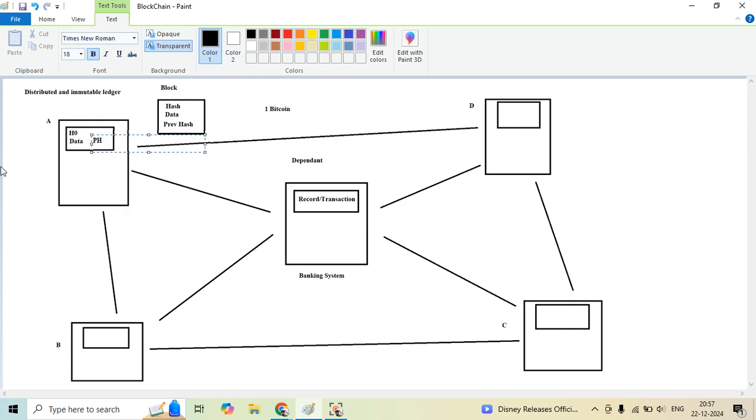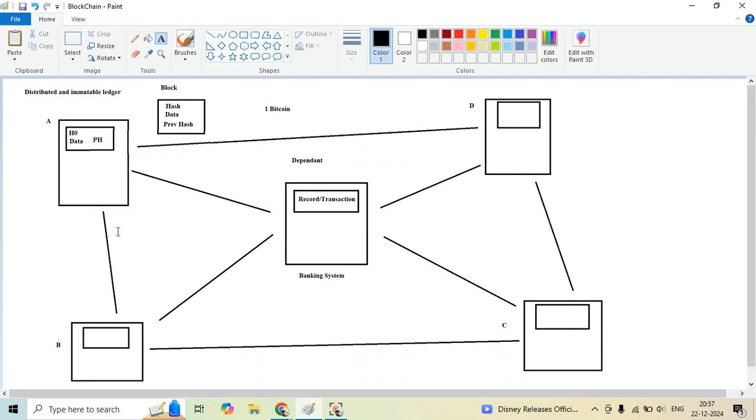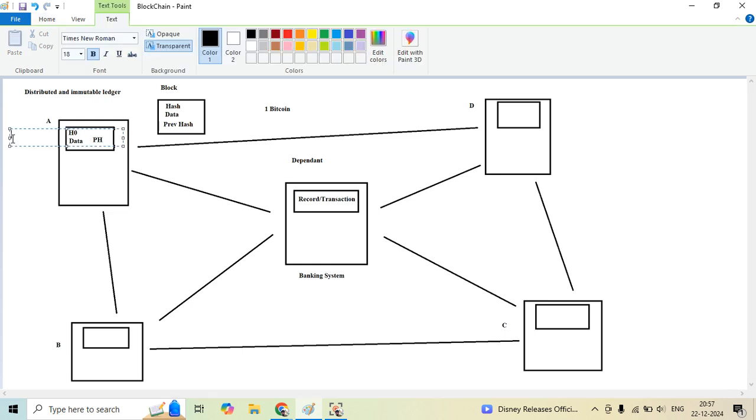Now if in a blockchain there is the first block, it will have no previous hash, because it's the first block. It will have a previous hash of all zeros, and that is known as the genesis block, which is the first block in the blockchain.